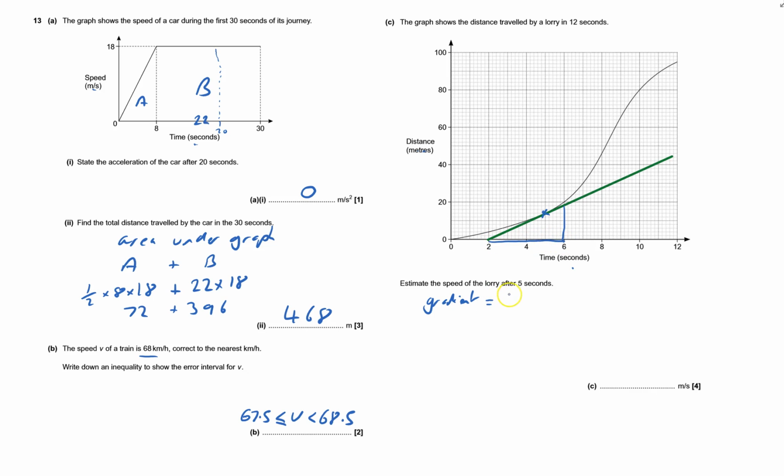So gradient is change in y divided by change in x, which is how much up it's gone. Well, according to mine, it's gone up 18 meters. And how far across has it gone? It's gone across 4 seconds. So I do 18 divided by 4, which is 4.5, and that leaves me with meters divided by seconds, which gives meters per second. So you can sometimes use the units to help you, but this was a matter of drawing a tangent and then working out the gradient of that tangent. And that's 13 done.